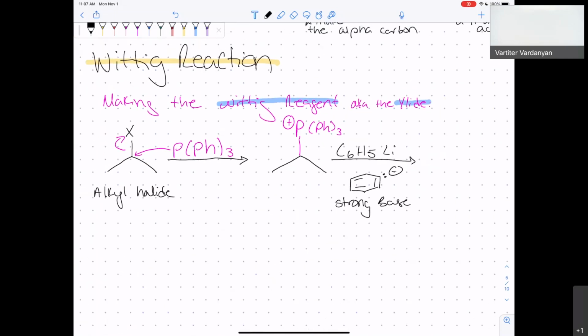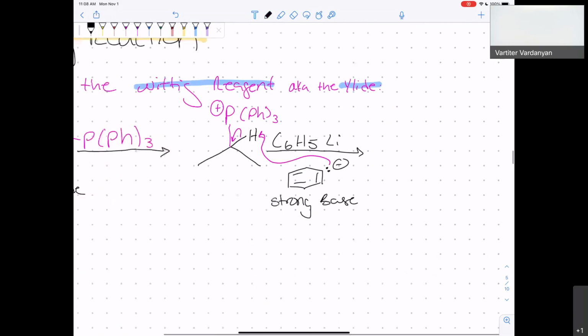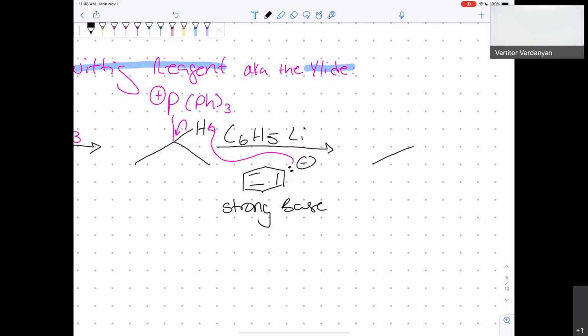Okay. So at this point, what we're going to do is steal this hydrogen right here. So the base will come in, steal that H, and give those electrons back to that carbon. I'm going to scoot over just a tad, but I'll zoom out at the end. So now the hydrogen is gone. We're left with a lone pair on the carbon, and then we have a bond to phosphorus, which has a plus charge, and then it's attached to PPh3.